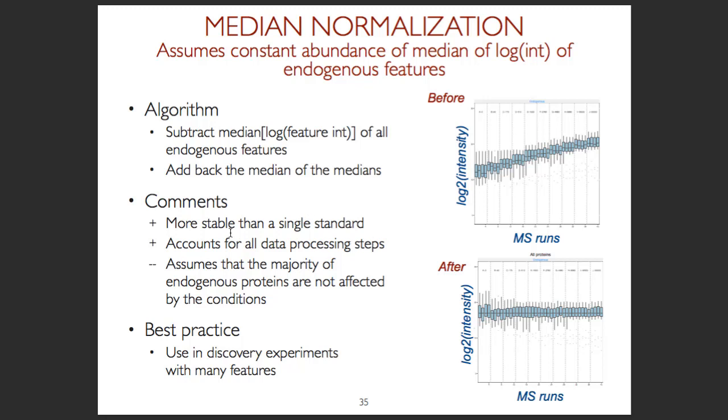The advantages are that this is more stable than a single standard because it's based on many peaks. It accounts for all data processing steps. The disadvantage is that it can only work with experiments where only a few things are changing and the majority of intensities are not changing. So the best practice for those is, let's say, in discovery DIA or DDA experiments. So this can be done.